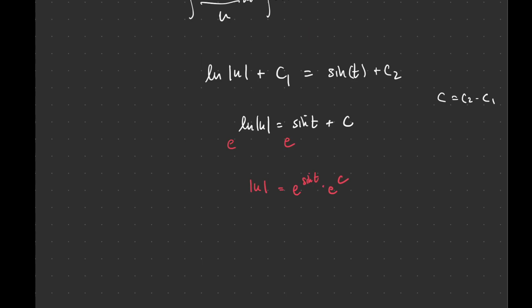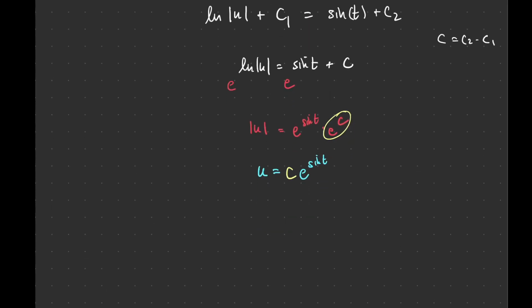And the idea here is you do have to treat this absolute value. Since this e to the c is always positive, then I can drop this absolute value by just making this itself a constant. Calling this c, which can now be positive or negative, that now equals u equals c times e to the sine t.